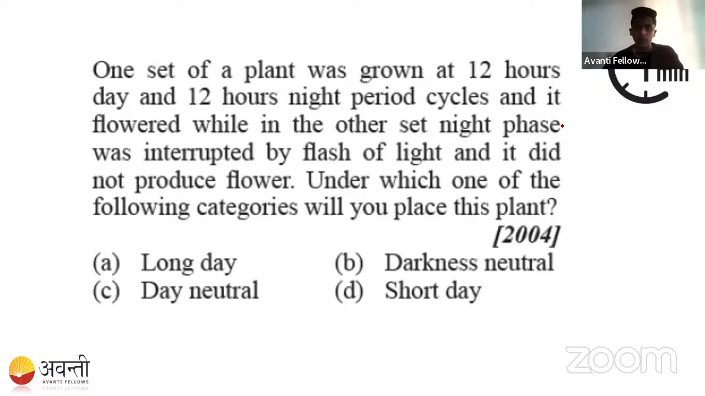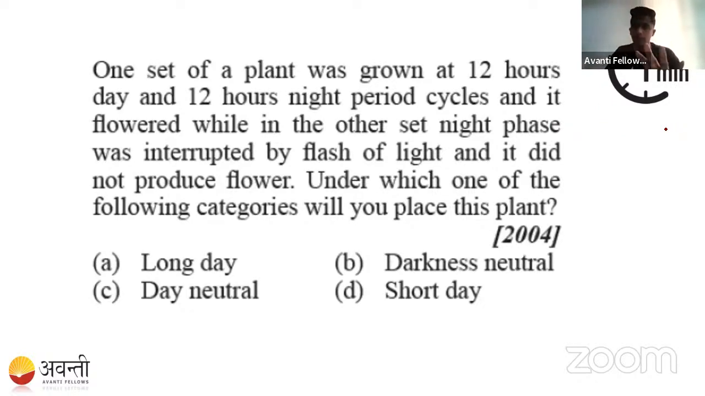Okay. So what happened? One set of plants was grown in a 12-hour day, 12-hour night cycle. And in the other set of plants, the night cycle was interrupted by a flashlight. So under which of the following categories will you place this plant? We have our options as long day, darkness neutral, day neutral, and short day. Yes. I will stop the poll. Your time is up. So let's see what our answer is.